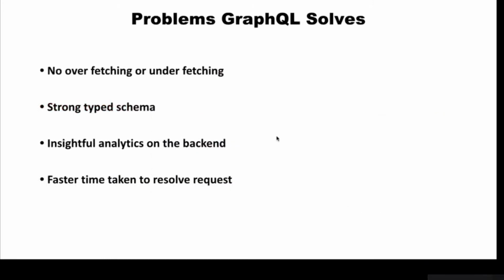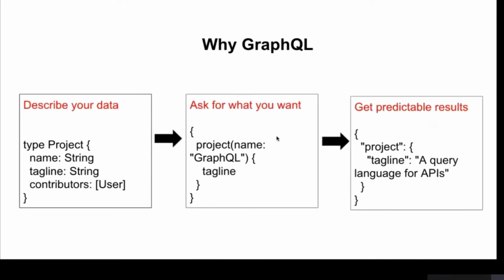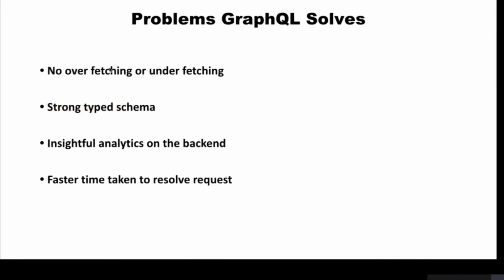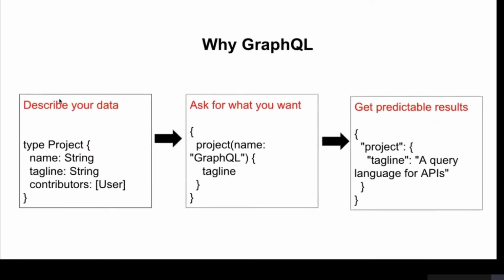What are some of the problems GraphQL helps us solve? One, no overfetching or underfetching. What do we mean by this? Since GraphQL helps us define the structure and names of what we are querying for, it also ensures that we are not able to query for more than what we want, and we can always specifically itemize what we want from our query. Strongly typed schema.